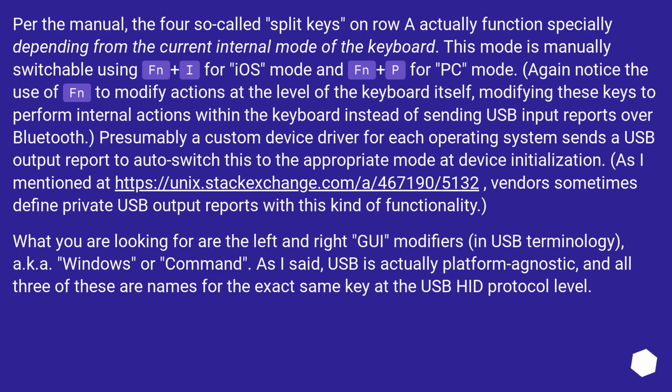For the manual, the 4 so-called split keys on row A actually function specially depending on the current internal mode of the keyboard. This mode is manually switchable using FN+I for iOS mode and FN+P for PC mode. Again, notice the use of FN to modify actions at the level of the keyboard itself, modifying these keys to perform internal actions within the keyboard instead of sending USB input reports over Bluetooth. Presumably, a custom device driver for each operating system sends a USB output report to auto-switch this to the appropriate mode at device initialization. As I mentioned at this URL, vendors sometimes define private USB output reports with this kind of functionality.